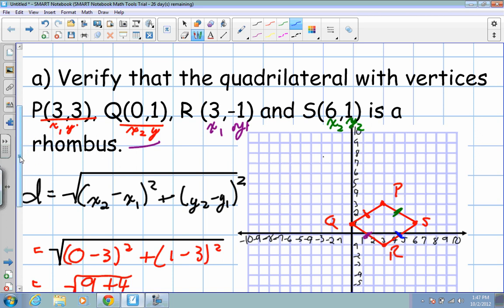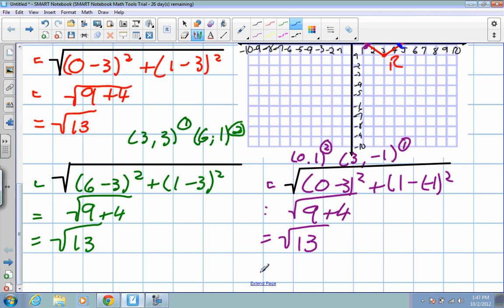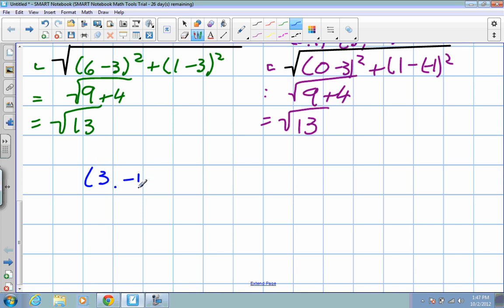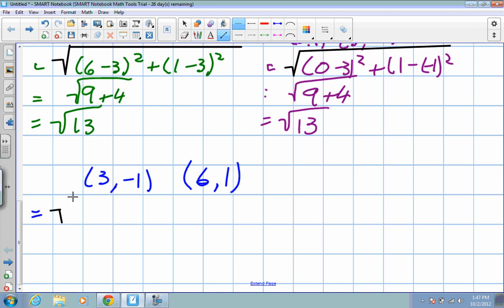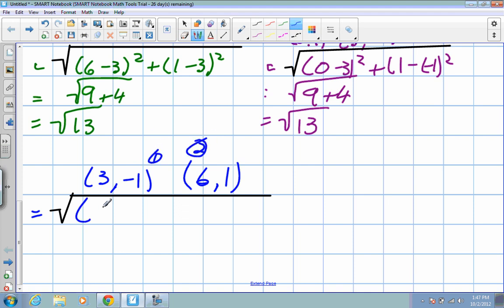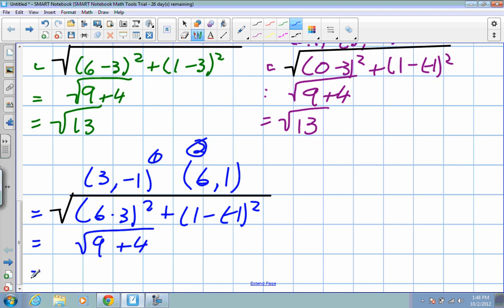What did I say it was? RS. So we're looking at R and S. That's 3, negative 1, 6, and 1. So 3, negative 1, 6, 1. Those are commas. So the distance of our very last one here. We'll call this coordinate 1, coordinate 2. So x2 is 6 minus 3 squared plus y2 is 1 minus negative 1 squared. Is this going to work, guys? Yeah. 6 minus 3 is 3, squared is 9. 1 minus negative 1 is 2. 2 squared is 4. Root 13. So they all worked.